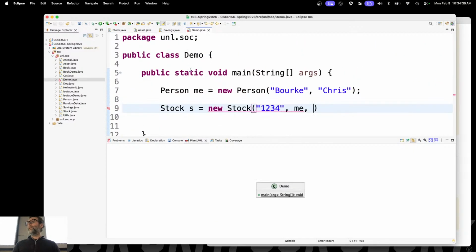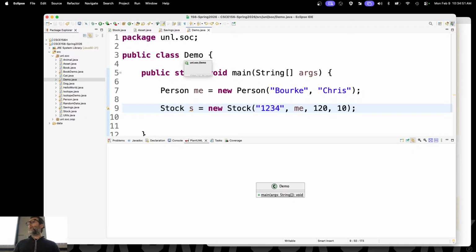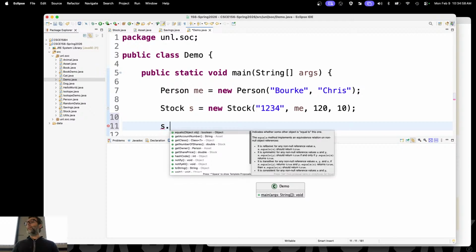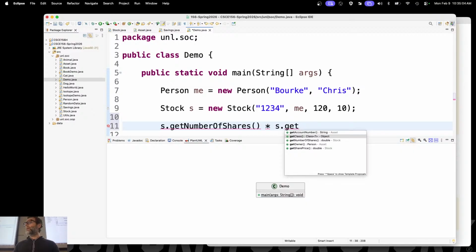Let's just go ahead and say that the share price is $120 and I own 10 of them. All right, there we go. Was that the order? Stock price first? Yeah, share price. All right, there we go. Now what can I do with that stock, because it inherits everything from the superclass? Well, I can do things like get the number of shares, and I can multiply that by get the share price to determine its value, right?